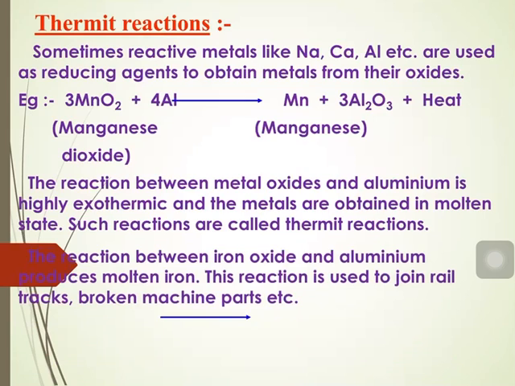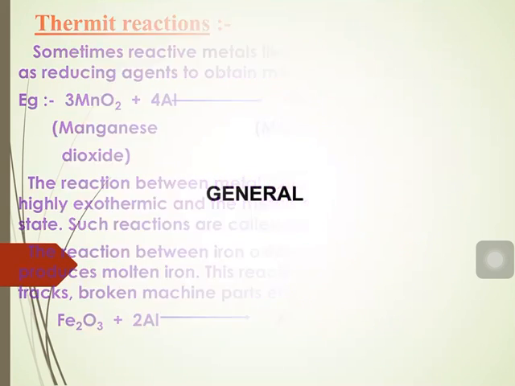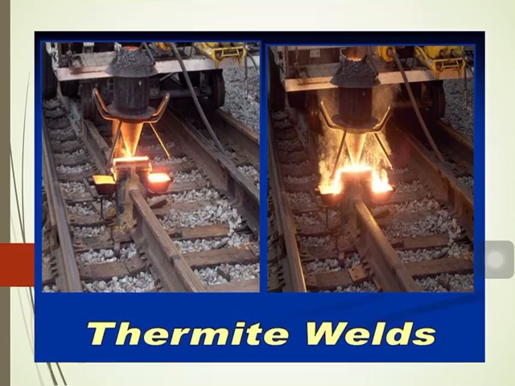This reaction between iron oxide and aluminium produces molten iron, and this reaction is used to join railway tracks, broken machine parts, heavy boilers, etc., in which cracks occur. You can see the reaction: iron oxide along with aluminium will give you aluminium oxide plus iron, and heat will be released, and this exothermic reaction can be shown through this picture.